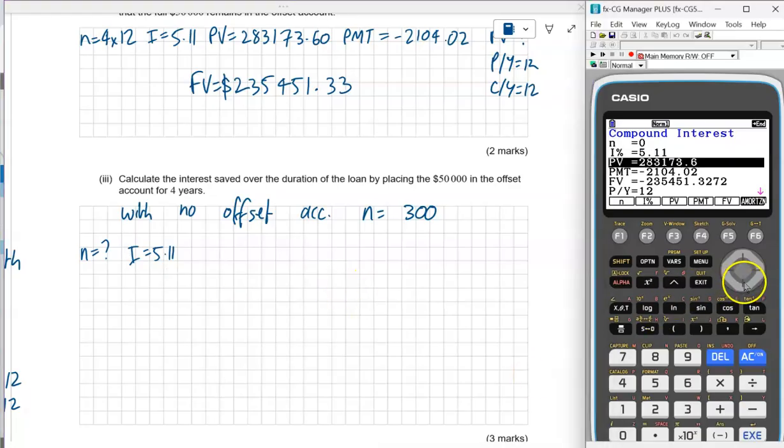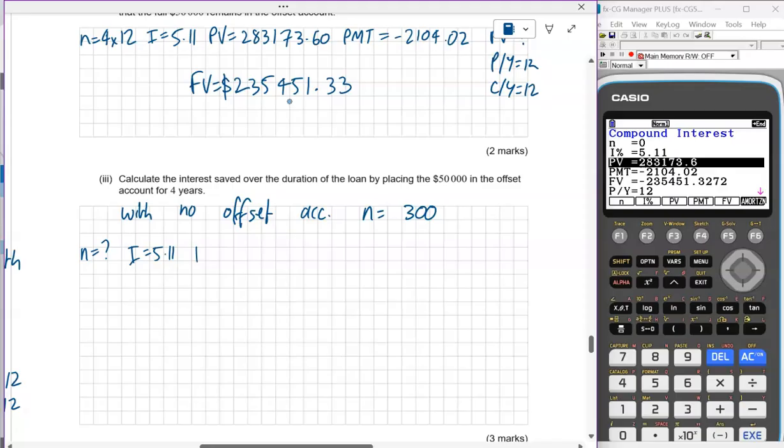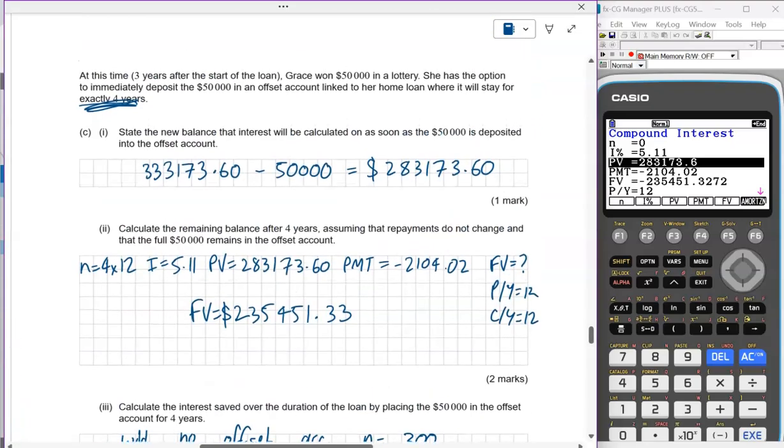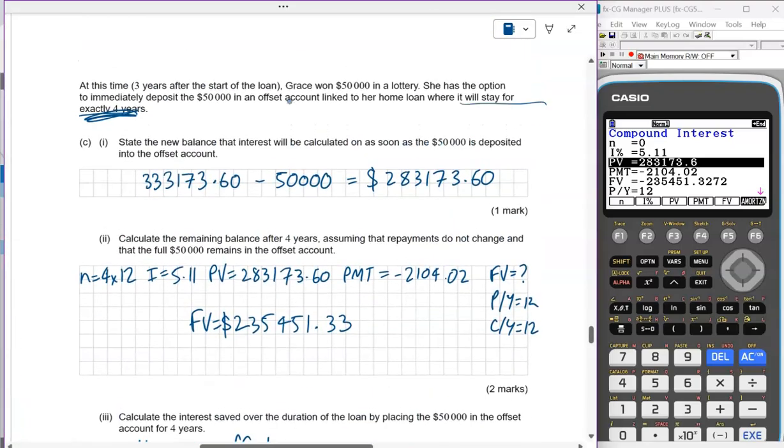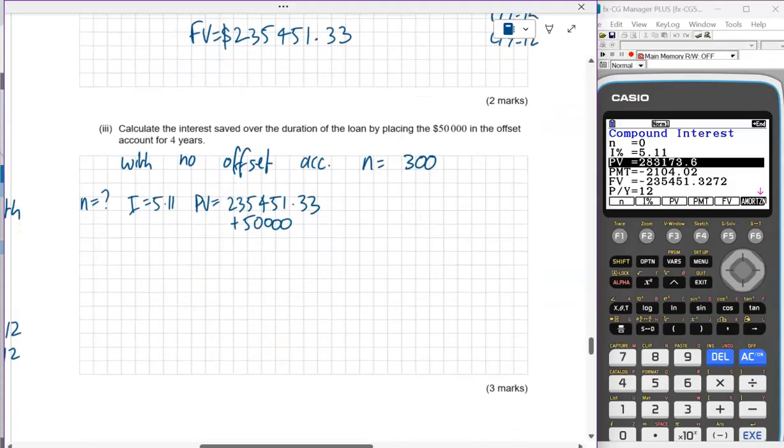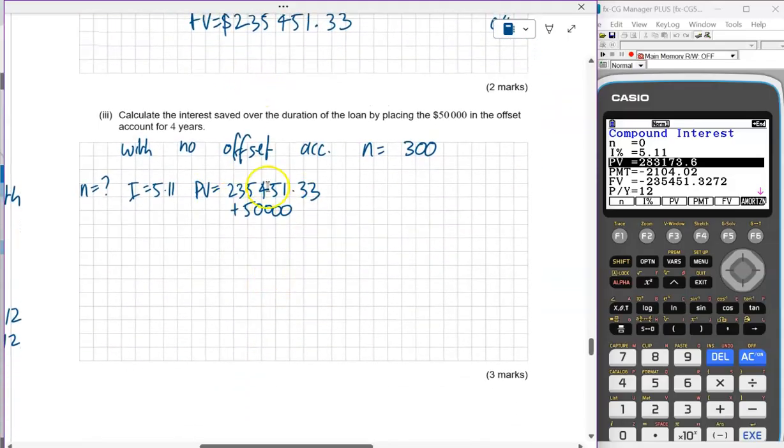The present value now, to get your head around this, needs to be the amount we just worked out. That's how much she has left to pay off the loan. So she still has on the loan account $235,451.33. But keep in mind, she still needs to pay off that $50,000, which is now no longer in that offset account. It doesn't tell us that she's taken it out, but they were very concise with their questioning up here. It says it's going to stay for exactly 4 years. So we're assuming now it's come out. So that is the present value. That's really important to get right there.